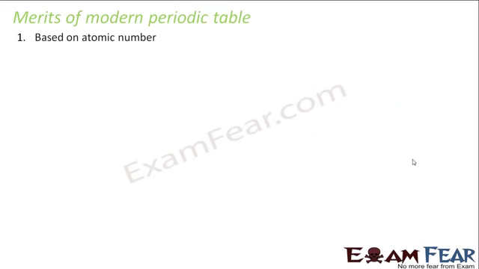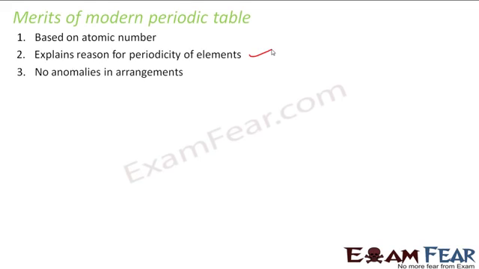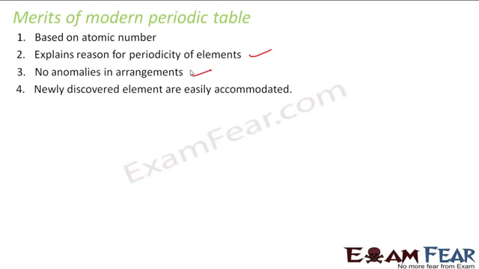There are some merits of the modern periodic table. The first thing is it is based on atomic number. The second thing is it explains the reason for periodicity of the elements. The third thing is there is no anomaly in the arrangement as we have seen in the earlier periodic tables, and the newly discovered elements could easily be accommodated in this.